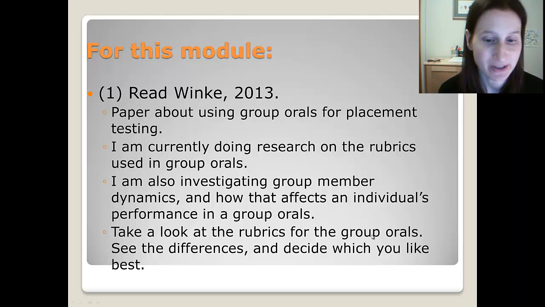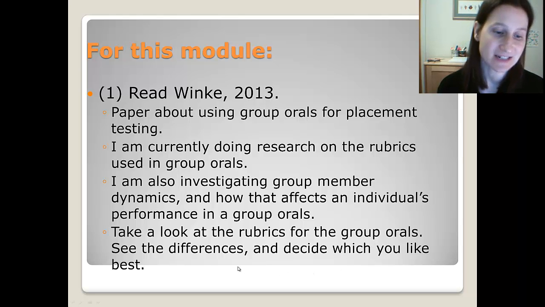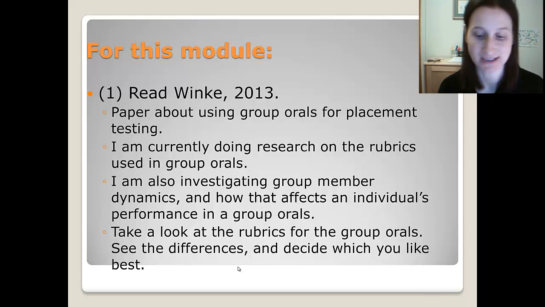So take a look at the rubrics for the group orals. See the differences between these rubrics and decide which you like best. And these are group oral rubrics. So you'll see the differences between the analytic and holistic rubrics.